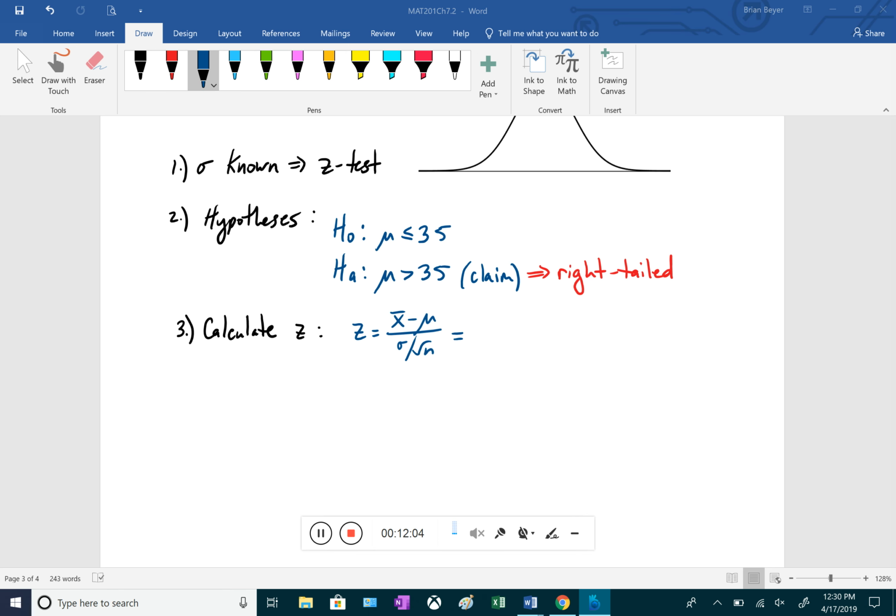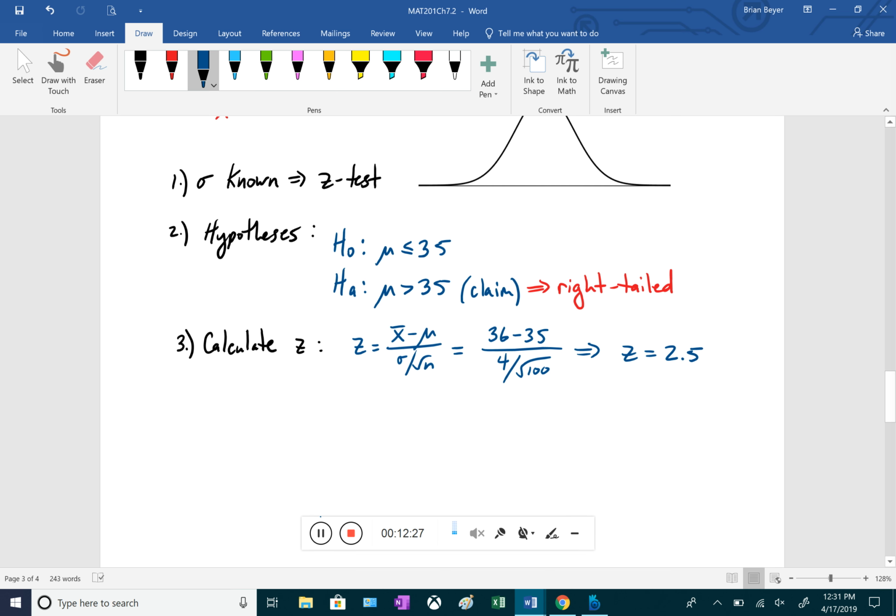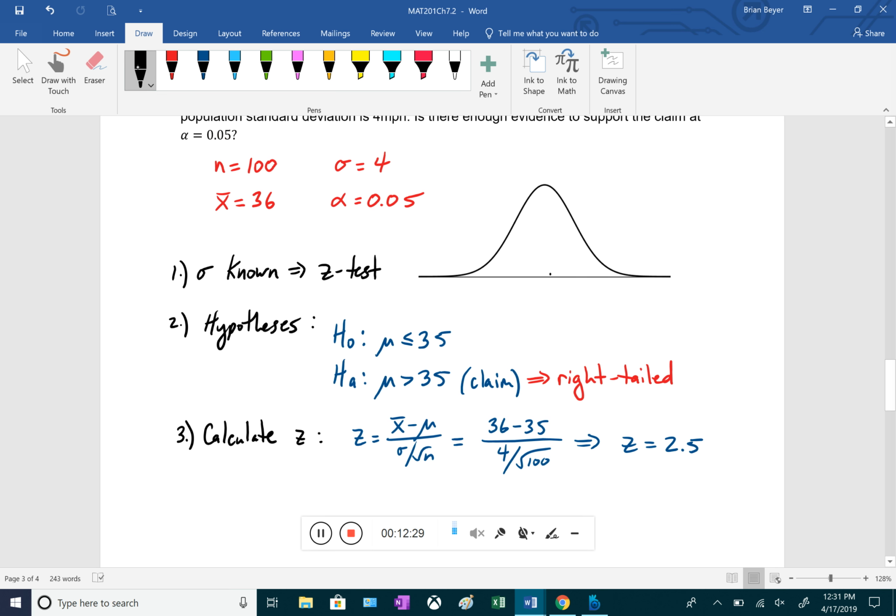So we have our usual formula. We're going to plug in our values for our givens here. It's going to be 36 minus 35 over 4 divided by the square root of 100. Calculating that gives us a z-score of 2.5. So if that's our z-score of 2.5, we know it's going to be the area to the right of 2.5 because this is a right-tailed test. This area to the right is going to be our p-value, and then we're going to compare that to alpha.